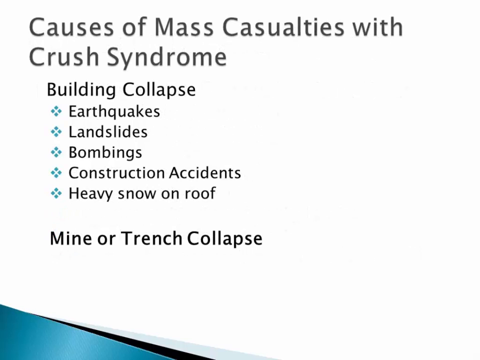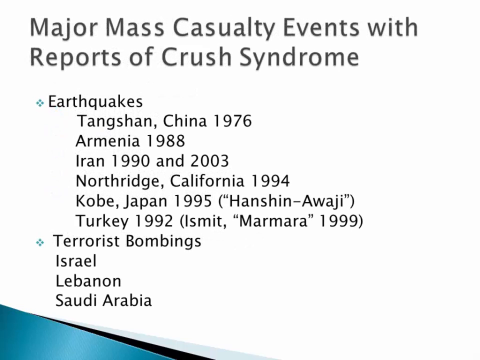Other causes of mass casualties with crush syndrome include building collapses by earthquakes, landslides, bombings, construction accidents, heavy snow on roof, and then minor trench collapses. These are some of the earthquakes over the last 40 years that were significant. Some of the pictures we have are from these accidents. Certainly, unfortunately, going across the world, there are the terrorist bombings that are occurring and the destruction of buildings and collapse.